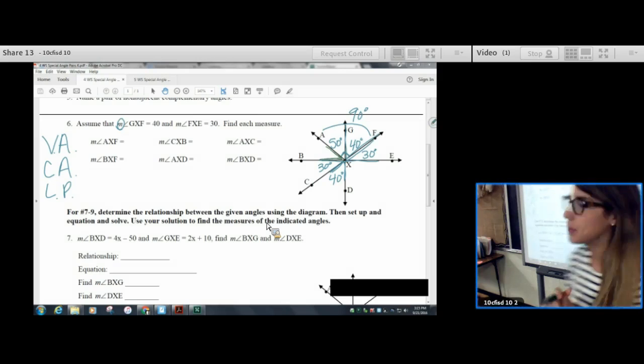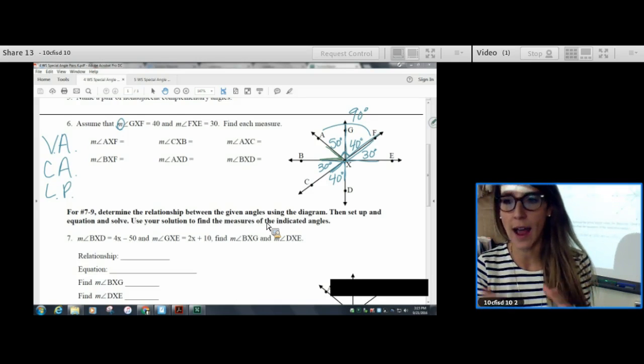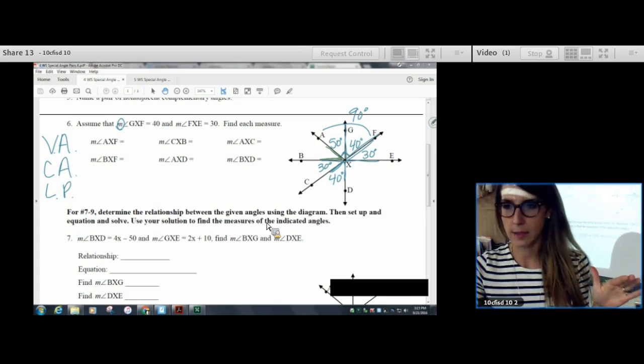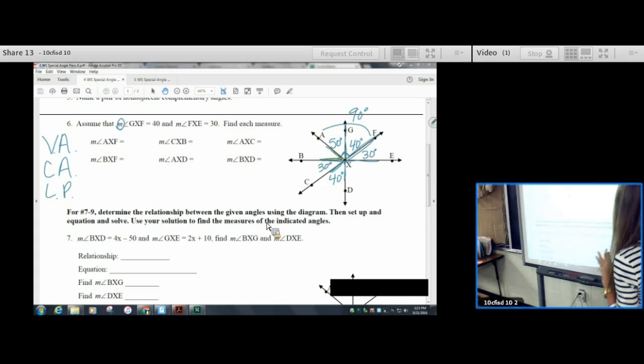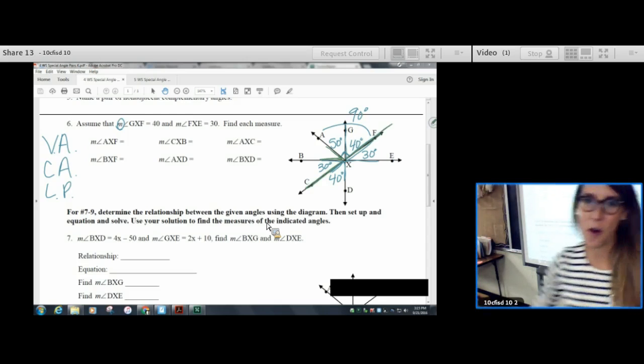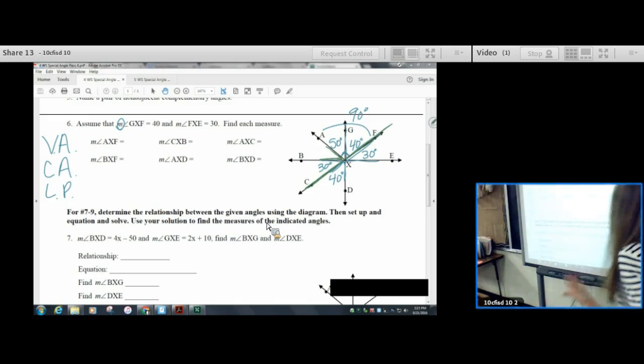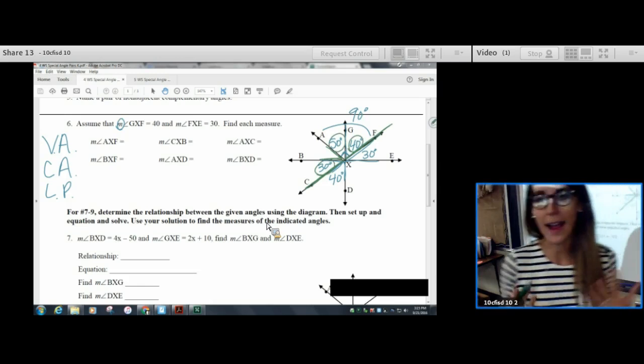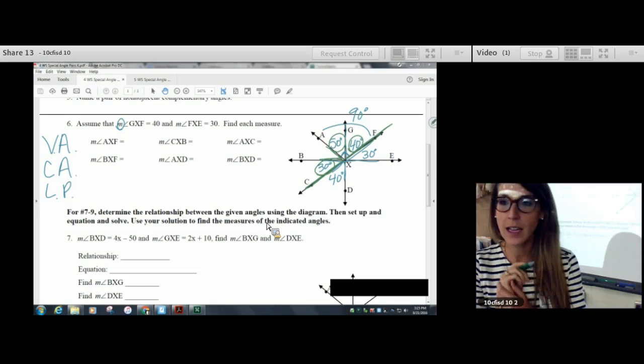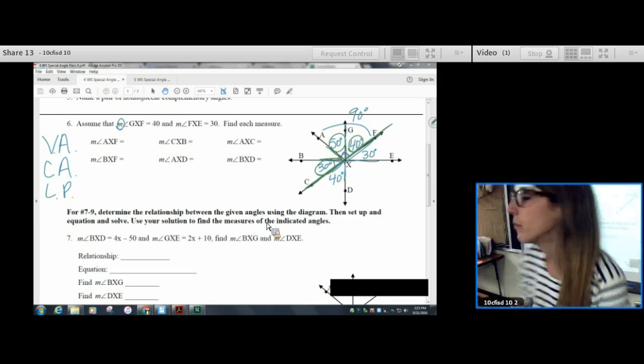And what I like to do when I'm kind of missing one angle out of a lot is I like to look for straight lines. I see a straight line right here, straight lines have got you covered. They're always 180 degrees. So what you could do is you could take 30 and 50 and 40, and you could subtract it from 180, and you would get the missing angle.